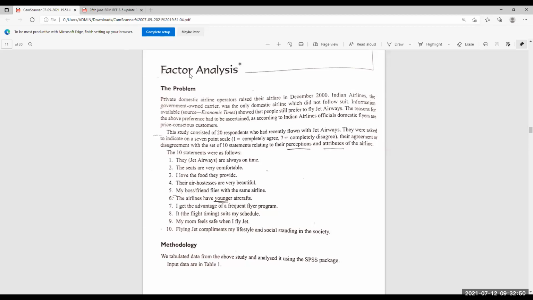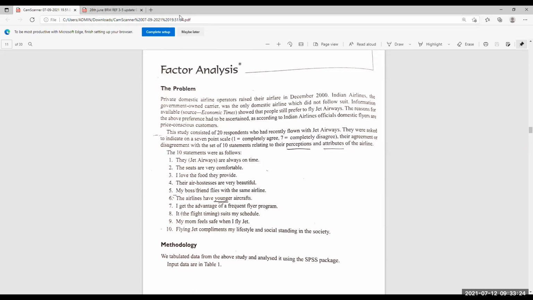They were asked to indicate on a 7-point scale, ranging from 1 equal to completely agree to 7 equal to completely disagree, their agreement or disagreement with a set of 10 statements relating to their perception and attributes of the airline. It's been underlined in the case. So interval scale items are used mainly to measure, in this case, for example, perception and attributes of the airline. All right, any doubts on perception and attribute? Attribute, characteristics. Perception is what people feel, right?